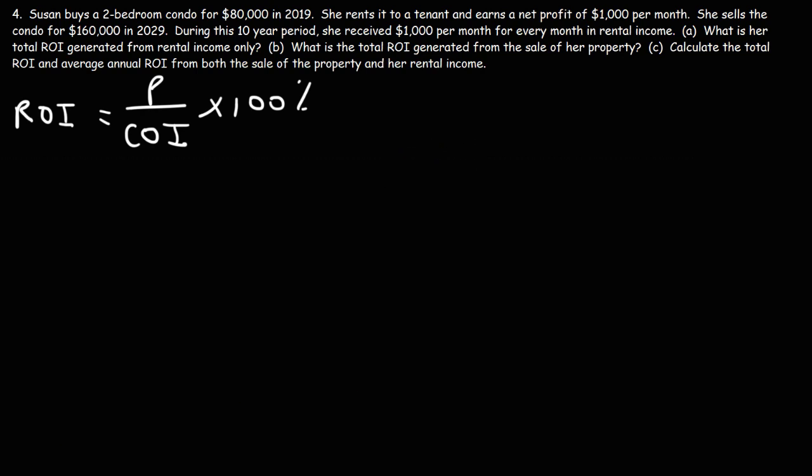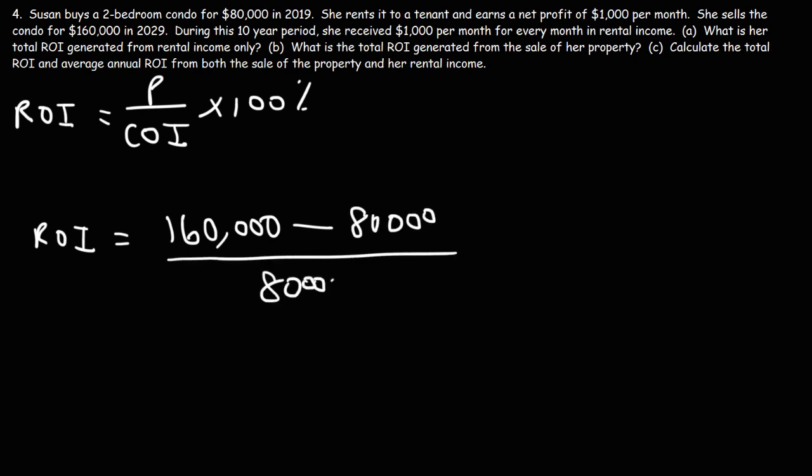Now for part B, what is the total ROI generated from the sale of her property? So the profit is the current value of the investment, which is 160,000. That's how much she sold the condo for. She bought it for 80,000, so that's the cost of the investment, and then times 100%. So because her condo doubled in value, it increased by 100%. And so that's going to be her return on investment.